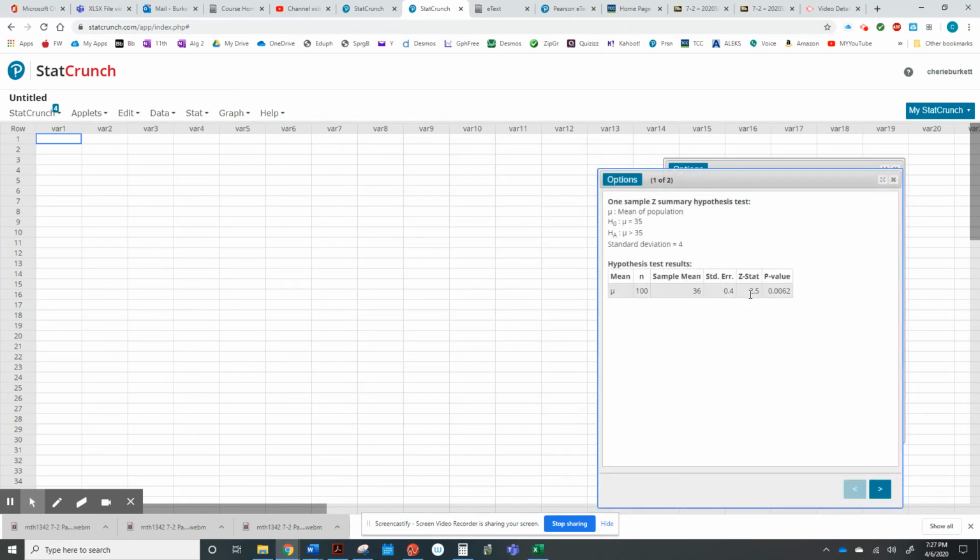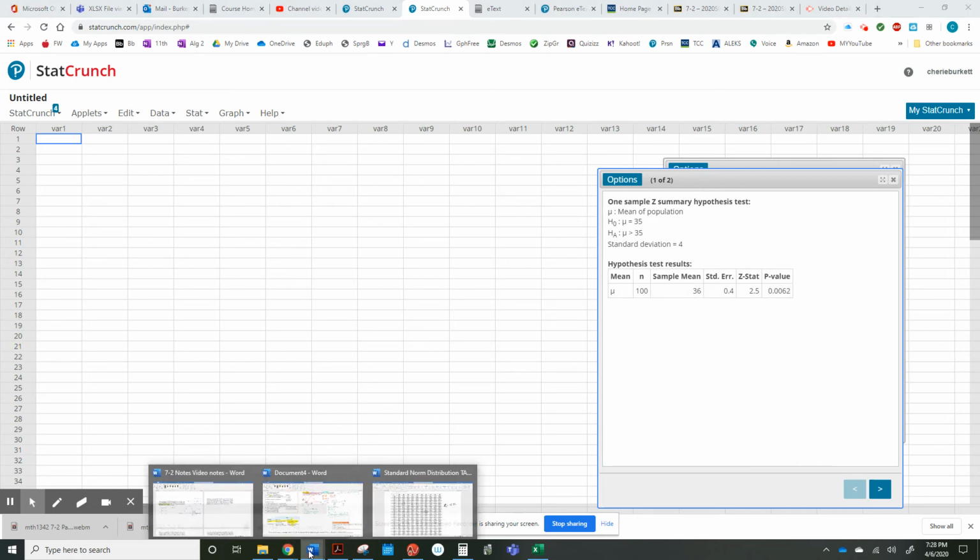And now it gives me my test statistic, which is 2.5, and my p-value, which is 0.0062. So I'm going to jot those down on my paper. My z-score is 2.5, so I can see if that's in the rejection region. Then I can compare the p-value to my alpha and determine whether or not I reject or fail to reject.